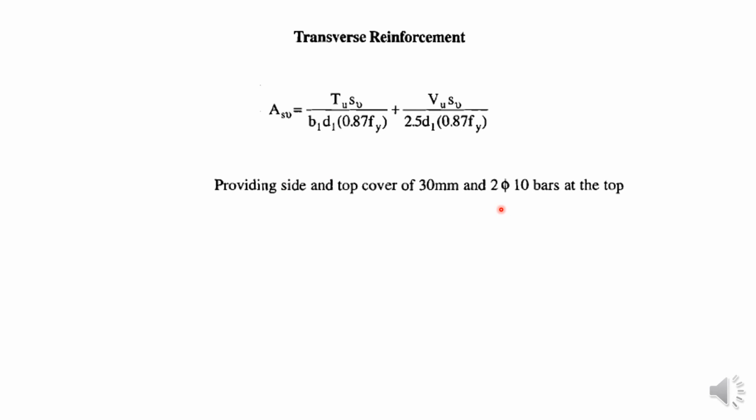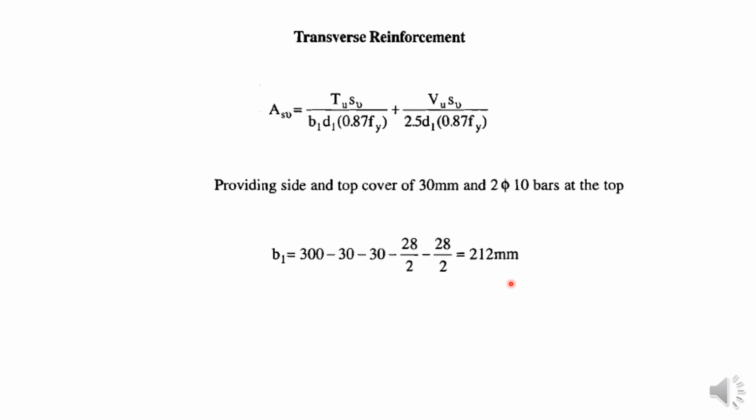Next we have to find out the transverse reinforcement. The transverse reinforcement given in the codal provision, Asv is equal to Tu Sv divided by b1 d1 into 0.87 fy plus Vu Sv divided by 2.5 d1 into 0.87 fy. So provide side and top cover of 30 mm and two numbers of 10 mm diameter bar at the top. So b1 we have to find out, that is the width of the beam, we already know 300, minus cover 30 minus 30, minus longitudinal reinforcement divided by 2, minus longitudinal reinforcement divided by 2. So that will be equal to 212 mm. So b1 is equal to 212 mm.